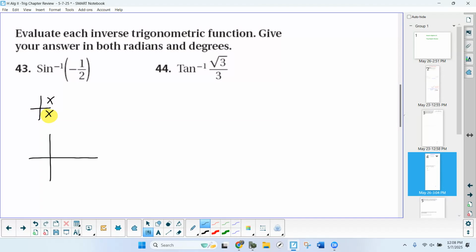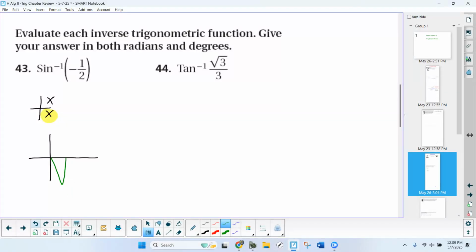Is 1/2 the shorter side or the longer side? Remember, your coordinate points are 1/2, square root of 3 over 2, or square root of 3 over 2, 1/2, and square root of 2 over 2, square root of 2 over 2. So is 1/2 the short side or the long side compared to square root of 3 over 2? Short side. So we want y to be the short side, right? Y is 1/2. We want y to be -1/2.